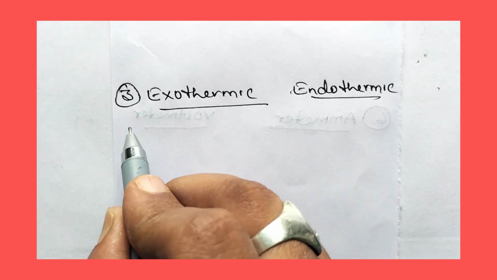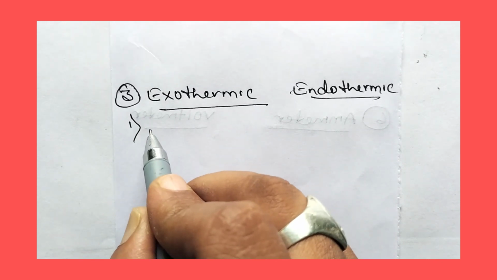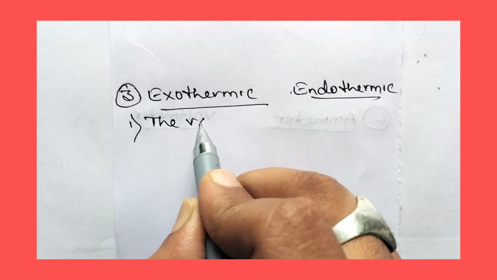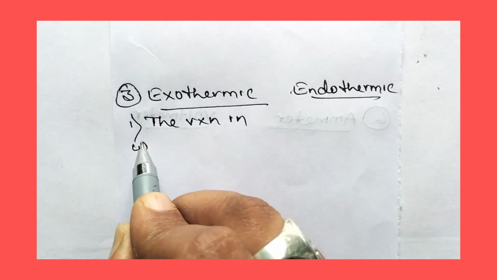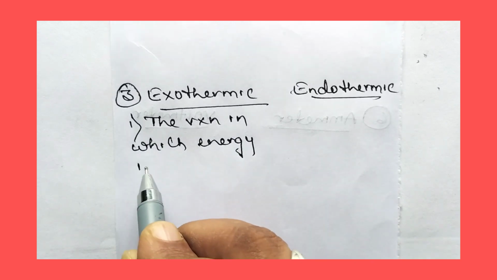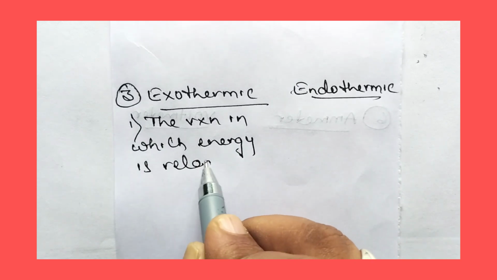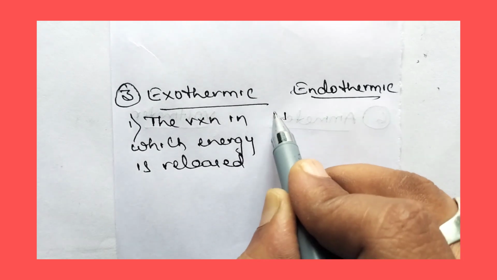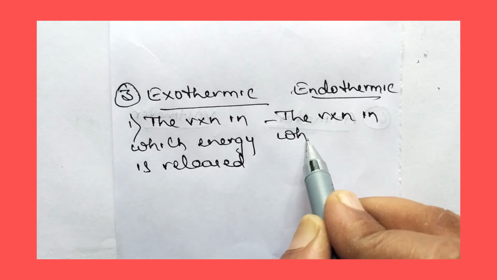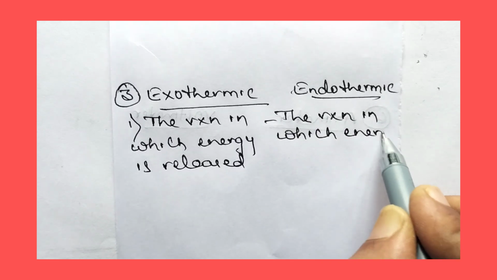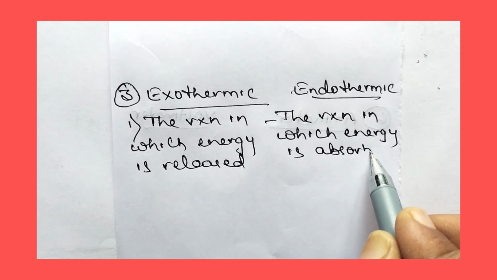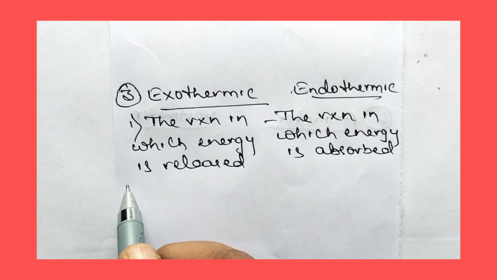So now let us move to the next question. What are the differences between exothermic and endothermic? Exothermic is the reaction in which energy is released. Then what is endothermic? The reaction in which energy is absorbed. This is the first difference.